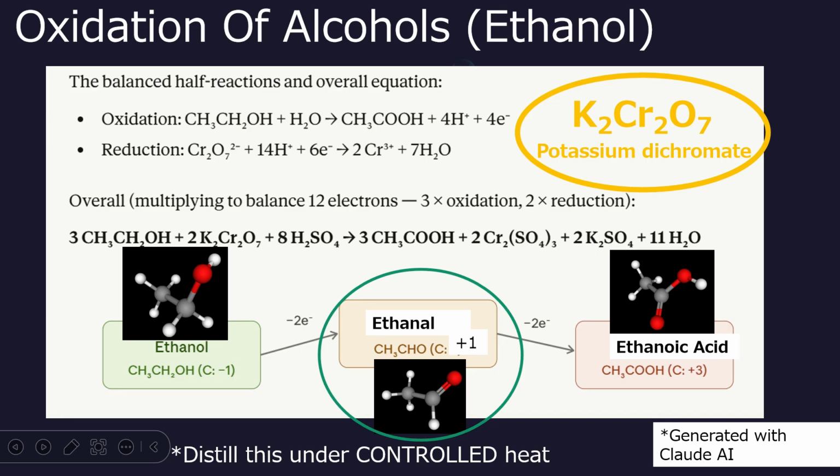All right, so just to remind you, the way that we might get aldehydes is partial oxidation of an alcohol. So that ethanal in the middle of this slide, in the middle of this chain, we need to distill this very carefully under controlled heat and controlled reaction conditions. Probably very difficult to get any kind of good yield of an aldehyde through this method anyway.